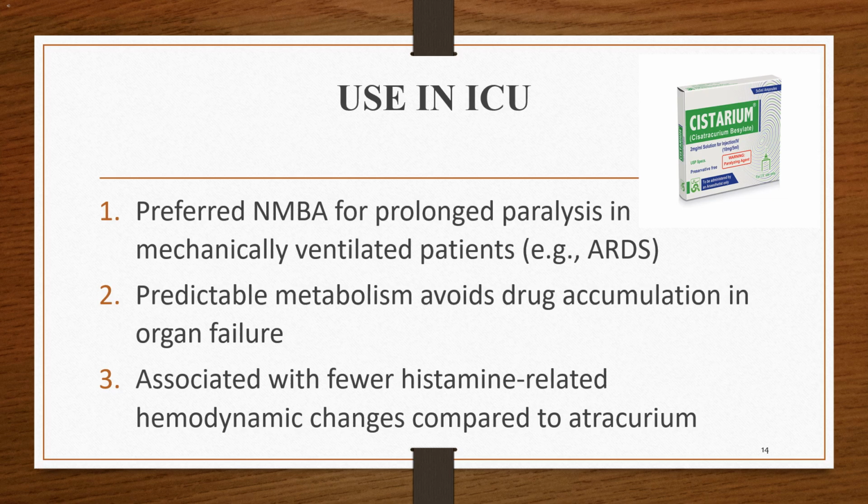2. Predictable metabolism avoids drug accumulation in organ failure. Cisatracurium's breakdown is reliable even when patients have liver or kidney problems. 3. Associated with fewer histamine-related hemodynamic changes compared to Atracurium. Cisatracurium causes fewer side effects like low blood pressure due to less histamine release compared to Atracurium.